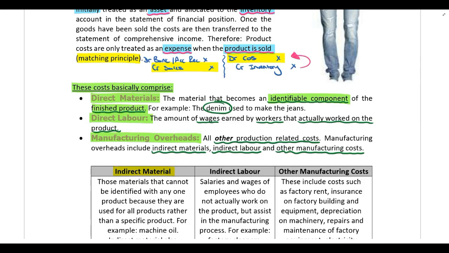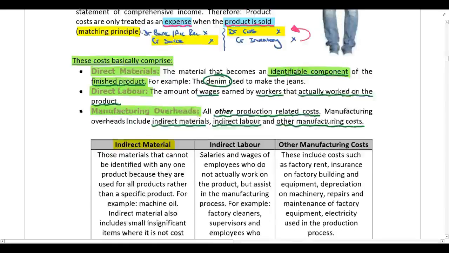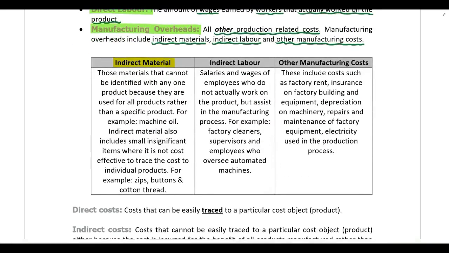So if we have a factory that manufactures denim jeans, the denim that is used to manufacture the jeans is your direct material. On the other hand, indirect material can be one of 2 things. Either it is small, insignificant items, so for example, things like zips, buttons, and cotton thread. Because these are all small, insignificant items, it is not cost effective to trace the costs to individual products.